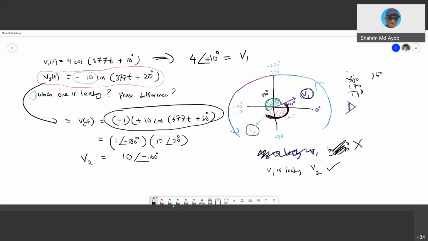Okay. Students are usually confused when the phase difference is very big. So the phase difference is this amount. 160 degrees plus 10 degrees, which is 170 degrees. So the phase difference is 170 degrees. So I can say that V1 is leading V2 by 170 degrees.